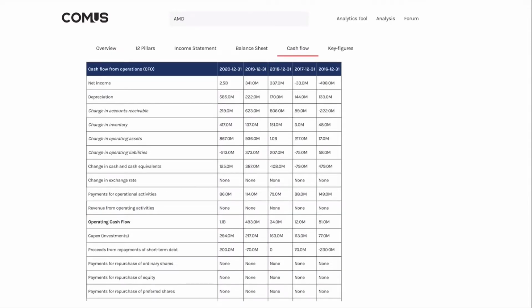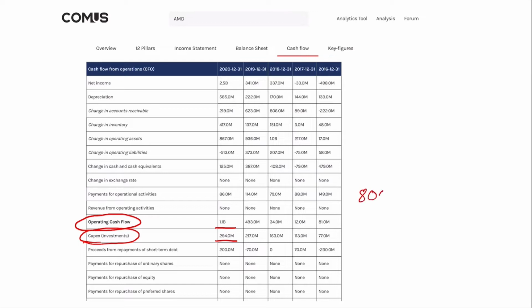Now let's jump over to the cash flow, and what we want to see here is the operating cash flow versus the capital expenditure. We can see here in 2020 the operating cash flow landed at $1.1 billion, and the capital expenditure at $294 million, a difference of $800 million, which is a plus. I like it. We can also see that the operating cash flow fell off 1 year, but the numbers have been growing for the last 3 years, which is a plus. I like it. We can also see that the capital expenditure has been growing steadily every year, which is a plus. I like it when they invest in the business.